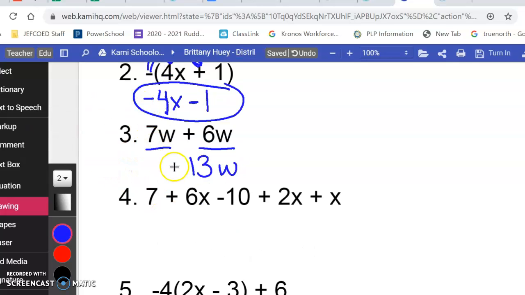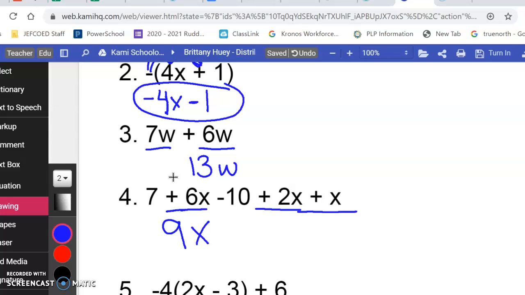For number 4, let's look for our like terms. I'm going to start with our variables because we want those to be first in our problem. So you have 6x's, positive 6x's, positive 2x's, and positive x. So since they're all positive, let's just add them up. 6 plus 2 is 8. Plus 1 more x makes 9. Remember, if it's just alone, that means it's just one plain old x.